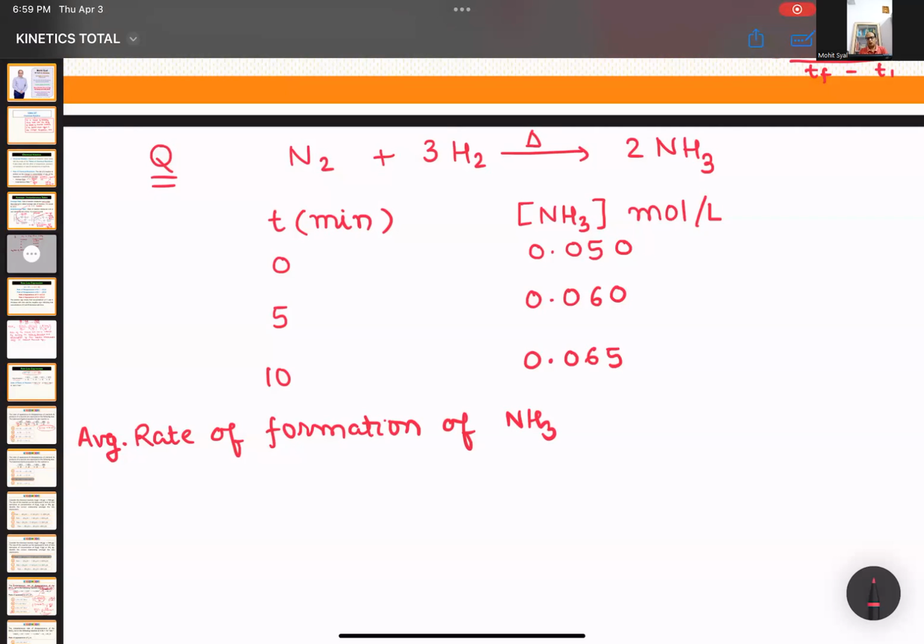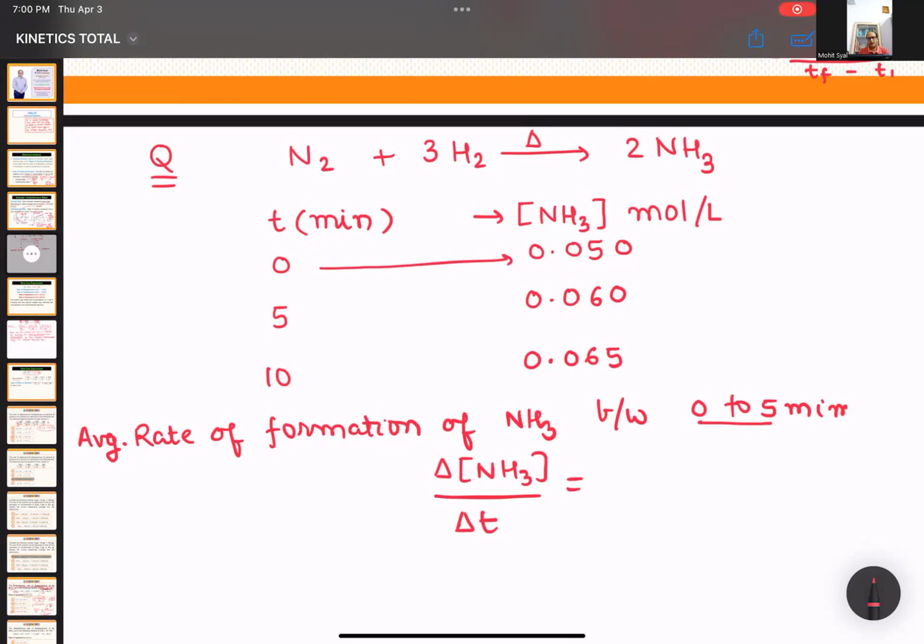Between 0 to 5 minutes. Yes, how to calculate? The change in concentration, delta NH3, upon the time taken for that change. I'm not going to put the negative sign because this is a product. So between 0 to 5 minutes, this was the initial concentration and this is the final concentration.